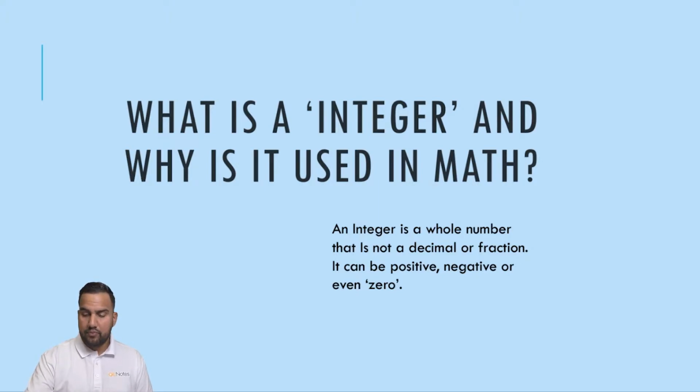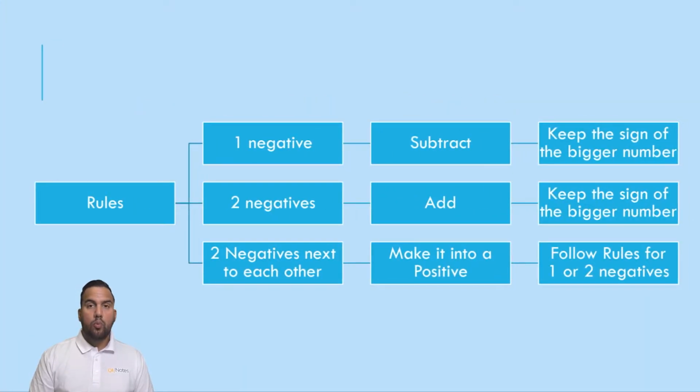Make sense? Okay. So the next question is going to be, what are our rules? The better you know these rules, the better you are going to be in all algebra topics when it comes to combining integers. So there are three rules you have to always remember. When there's one negative, it's always going to represent subtraction. When there's two negatives, that's always going to represent addition. When there's two negatives next to each other, keyword next to each other, you're going to always turn that into a positive.